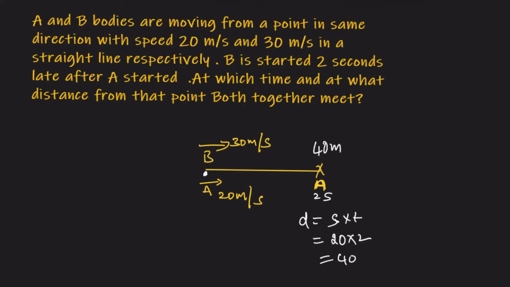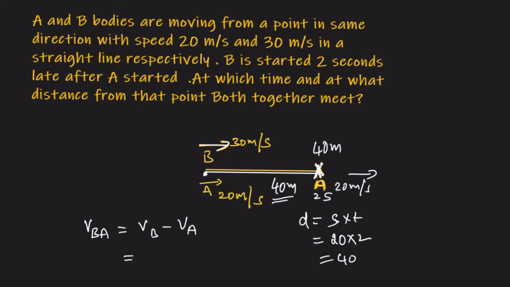Now B starts from this point and moves at 30 meters per second. Now calculate from this point. A is moving at 20 meters per second along this direction, and B at 30 meters per second. The distance between them is 40 meters. This distance is covered using both velocities of A and B, so we take the relative velocity, that is, VB minus VA.